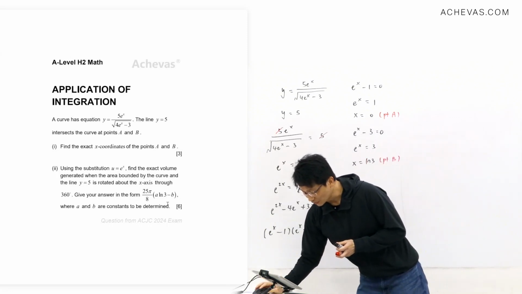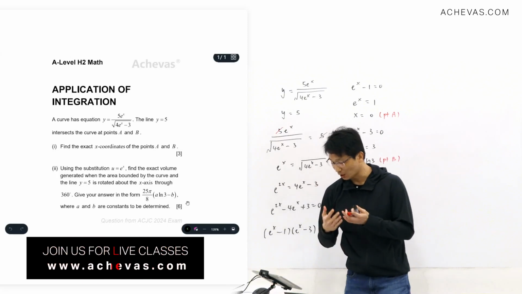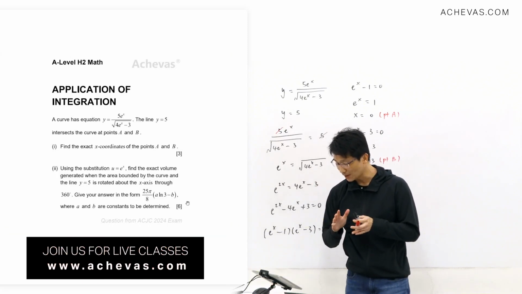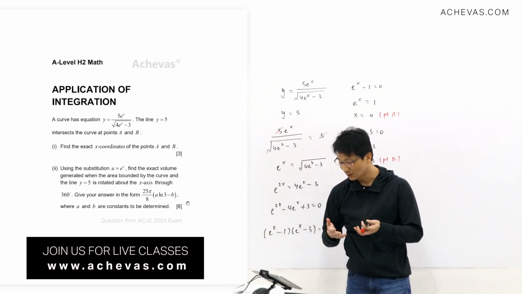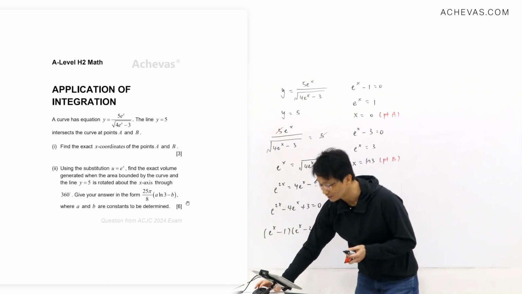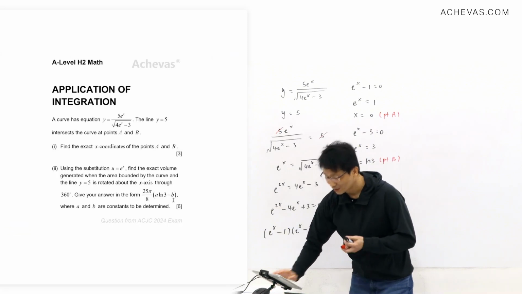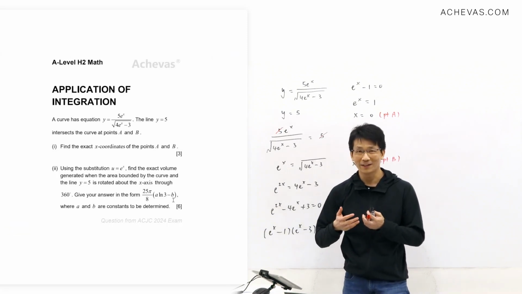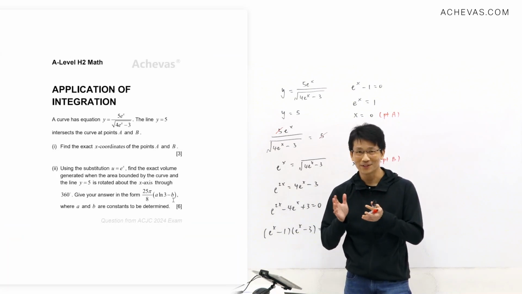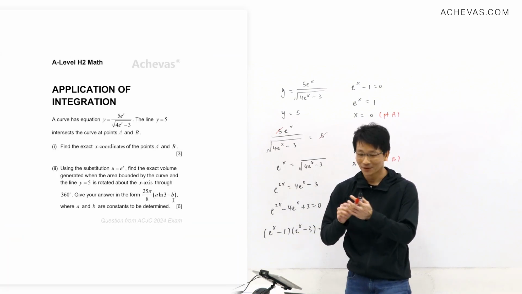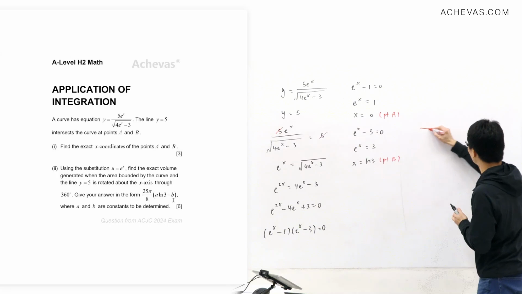So part 2 of the question says, use the substitution u equals e to the power x. Find the exact volume generated when the area bounded by the curve and the line y equals 5 is rotated about the x-axis. You're supposed to give your answer in this exact form, where A and B are to be determined. When we are approaching this type of question, I think we cannot do it without using a diagram. So I will just do a quick sketch here.